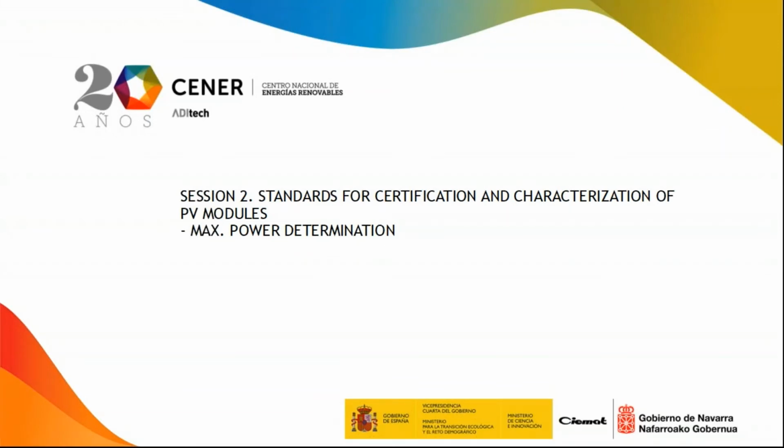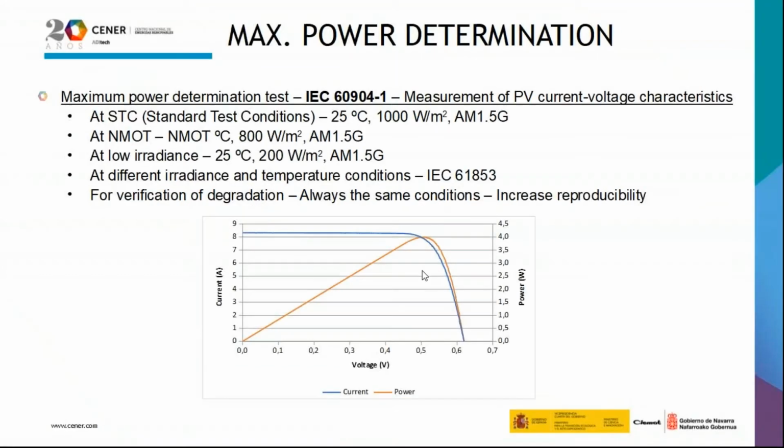I'm going to talk about maximum power determination of PV modules. The measurement of PV current-voltage characteristics is described in the standard that Annabelle has mentioned before, the IEC 60904 Part 1.